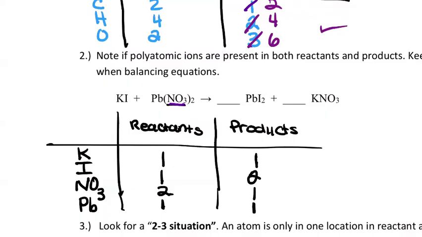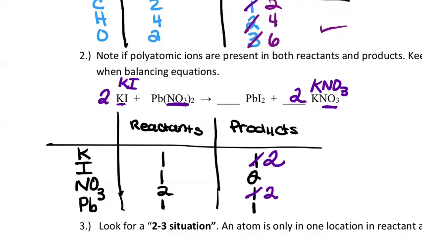I have two over here and only one over here. So I need another NO3, but I can't bring in NO3 by itself. So I'm bringing in another KNO3. And that changed not only the number of NO3s, I now have 2, but I also have 2 potassiums now, 2 Ks. Now I go to the left side, I need 2 potassiums, so I have to bring in another KI. And when I bring in that other KI, I now have 2 potassiums, yay. And I also have 2 Is now.